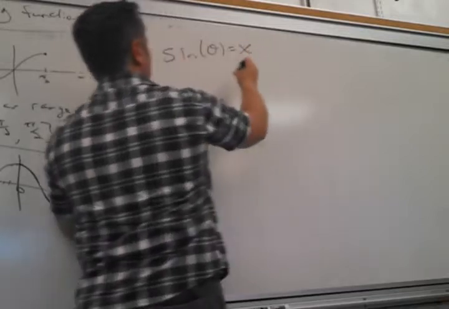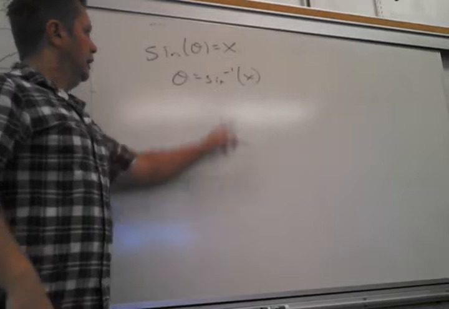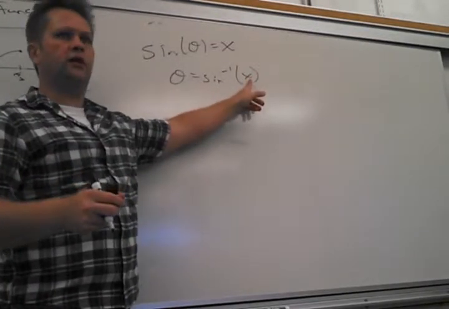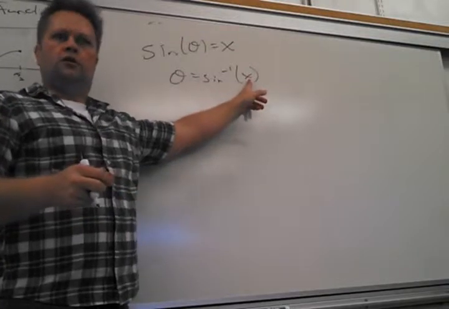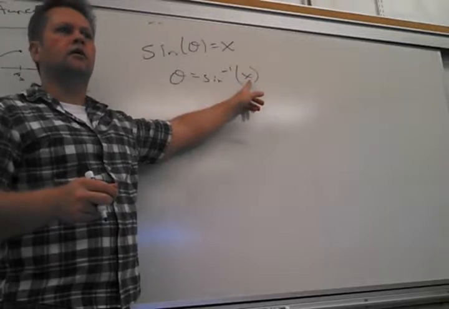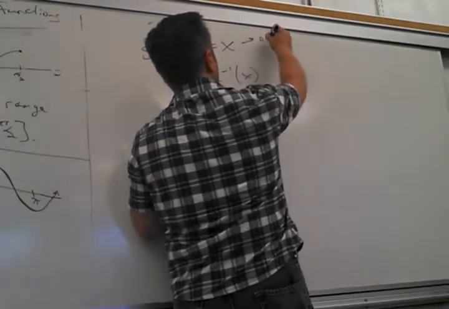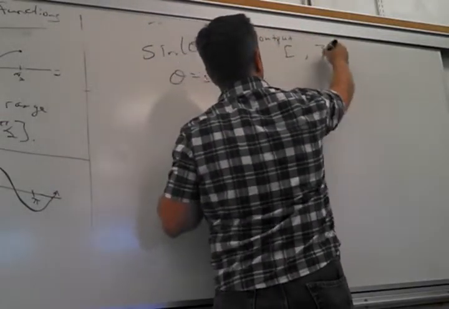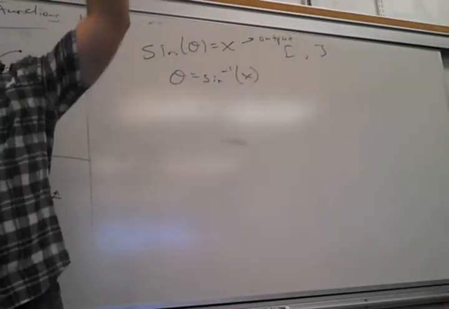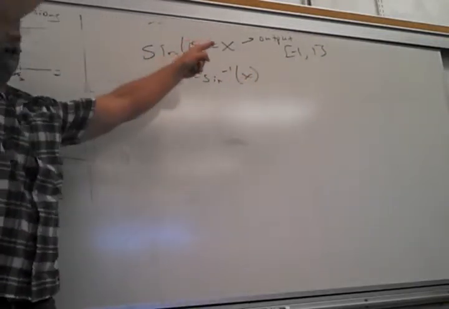So if I take the inverse sine of both sides, I get that. The input for an inverse sine will be a real number. What's got to be true about that real number that I put in? What's the range of a sine? What's the smallest the sine can be? Think about the picture. -1. And the biggest? 1. So what's the smallest and biggest the input for the inverse sine can be? -1 to 1.